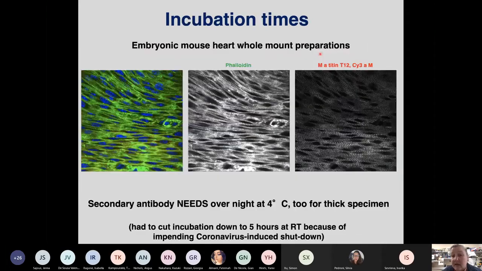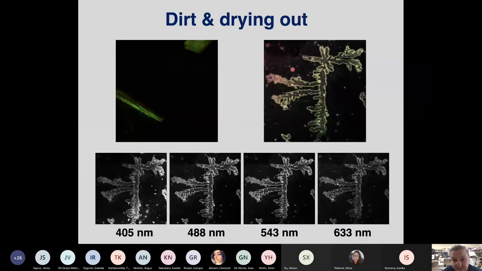For example, if some of you are staining adult rat cardiomyocytes, these fat cells need a lot of incubation time, because otherwise you will just be staining hollow cores, because your antibodies don't get through to the middle of the cell.